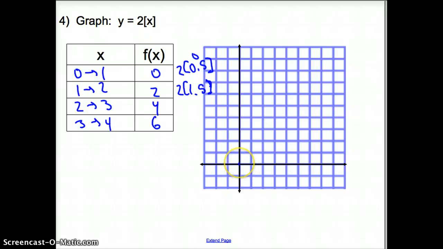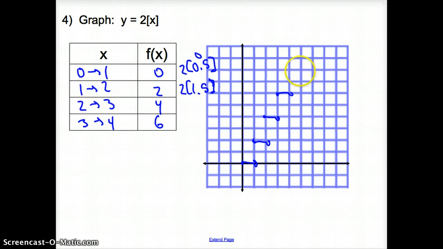0 to 1, right here is at 0. Then we have 1 to 2, which is here, but it's all the way at 2 now. Then we have 2 to 3, which is right here, but it's all the way at 4. And then 3 to 4, and it's all the way at 6. Now let's move on to a word problem.